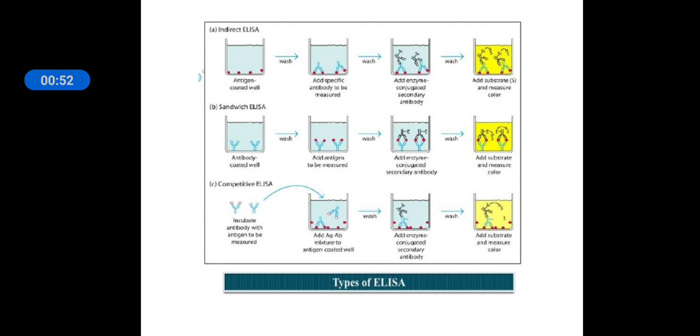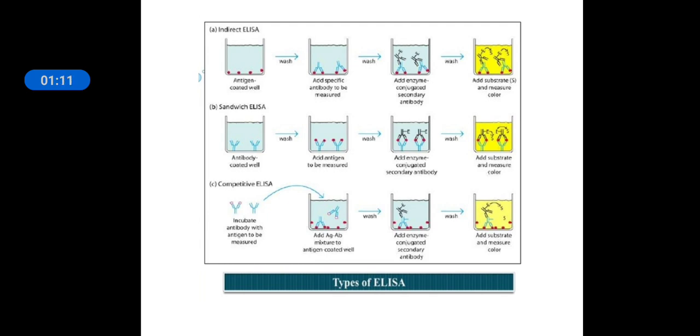In indirect ELISA, this is very commonly used for the detection of HIV. Here, the envelope proteins are developed by recombinant technology, and are coated on the surface of the microtiter plates. The suspect serum is added, and the unbound proteins are then washed off.